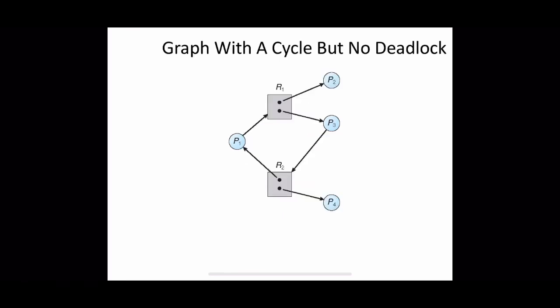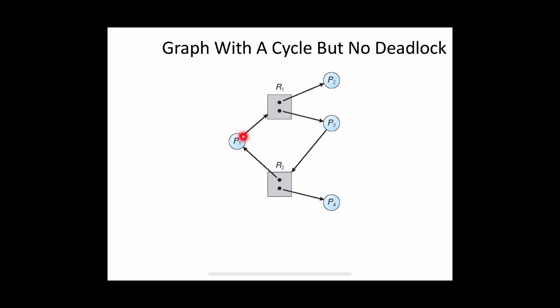See this figure. Here also we can see that there is a cycle, right? P1, R1, P3, R2, P1. It forms a cycle. But the system contains no deadlock. Why? We can check the different conditions. What about P2? P2 is already assigned resource R1 and is requesting nothing, right? So P2 can easily proceed. It can complete its execution, and it can release the resource R1 so that it can be assigned to some other process.